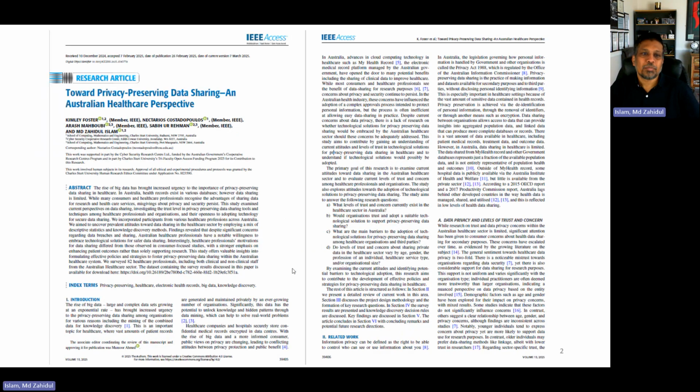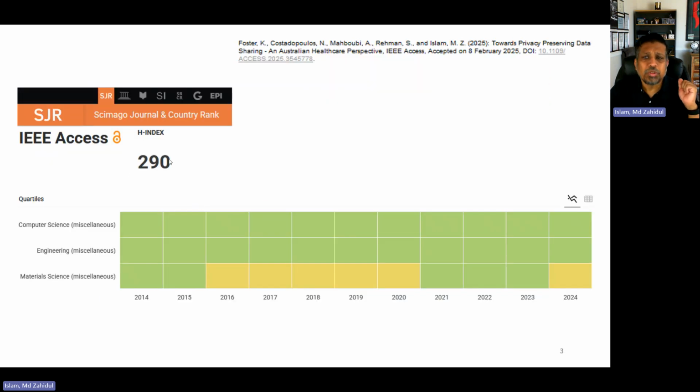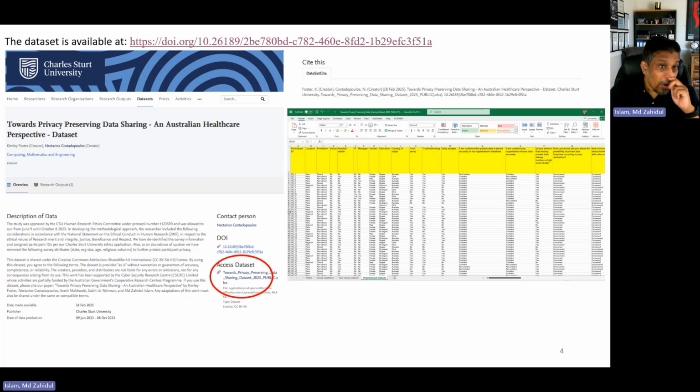Now, this is the paper. It's published in IEEE Access, and IEEE Access, as you know, is an open access journal, so you can freely download this paper from that journal. It's quite a reasonably good journal. This is the full reference to the paper, and IEEE Access has an H index of 290. It's a reasonably solid Q1 journal.